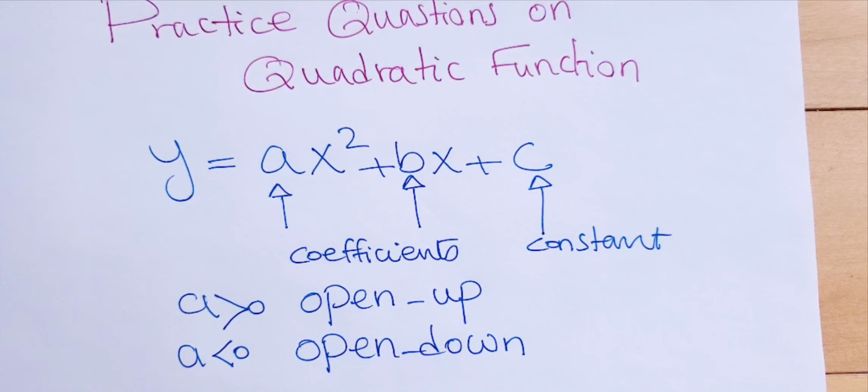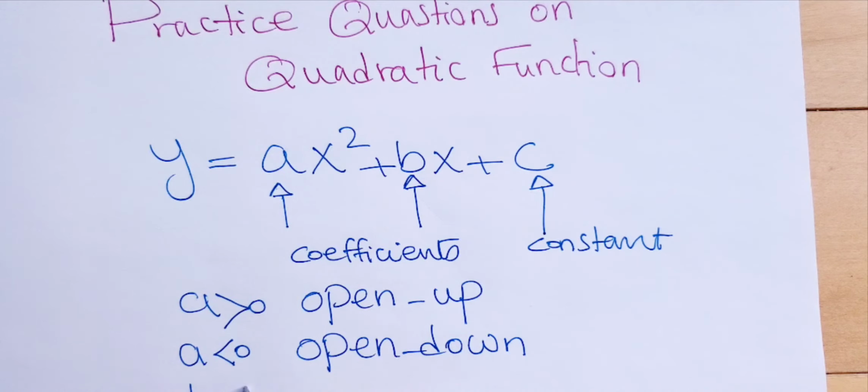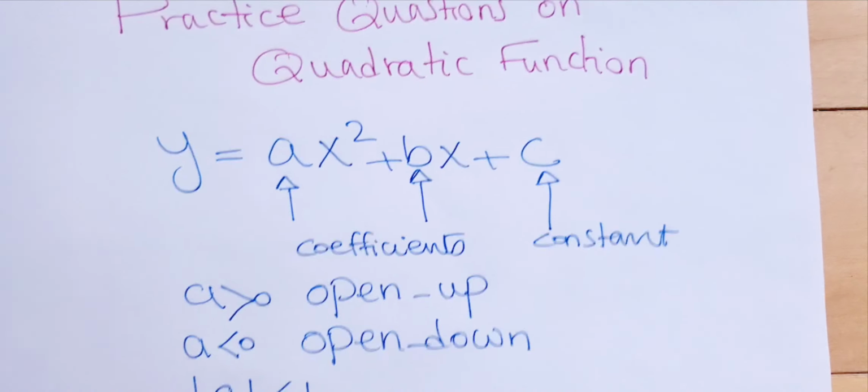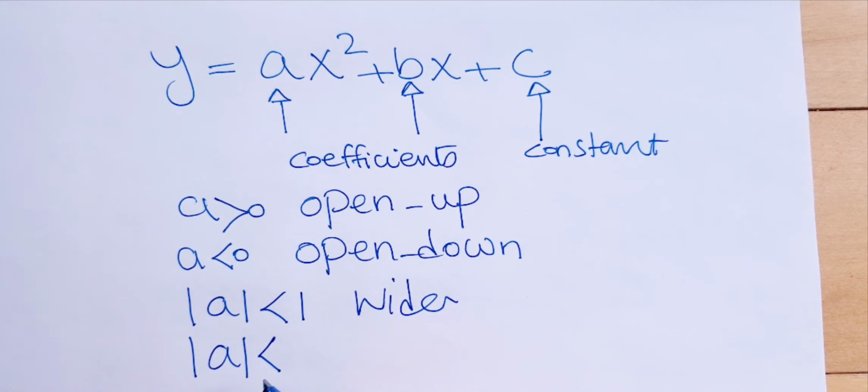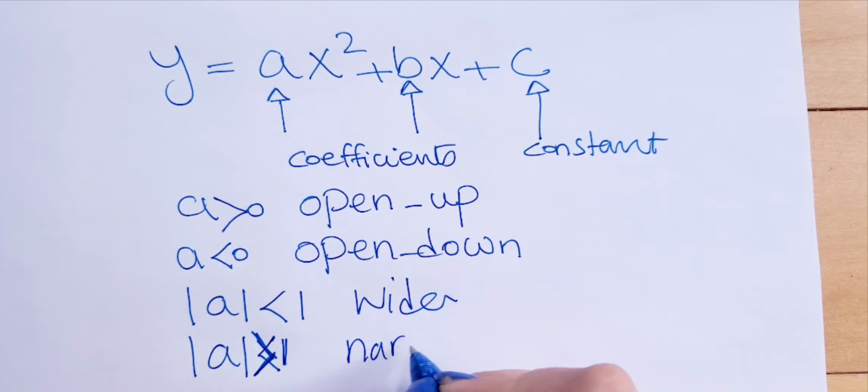Okay, and then we also know that if the absolute value of a is less than 1, the shape of the parabola would be wider than the graph of y equals x to the power 2. But if a is greater than 1, it would be narrower.